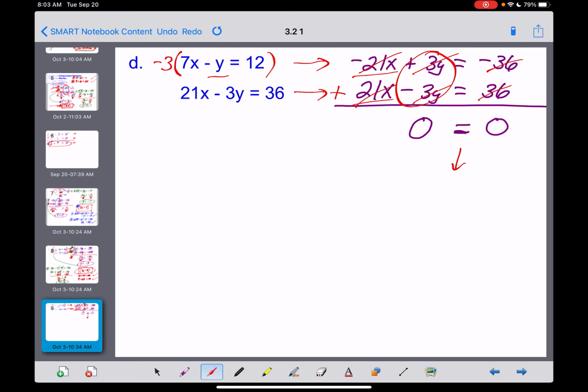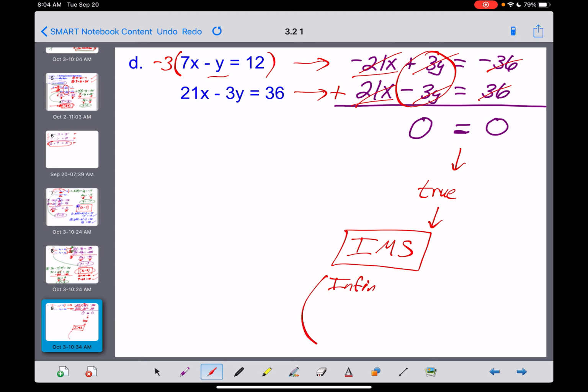So you've got to ask yourself one quick question now. If there's no variables, is this statement true or is it false? It's one or the other. Well, 0 does equal 0, so this is a true statement. And we haven't talked too much about this yet. When all your variables drop out and you're left with a true statement, this is when we are going to write IMS for our solution. And if you think back to your notes from the previous section, what that stands for, guys, and I'm okay with you abbreviating it, but it stands for infinitely many solutions. That is what happens right here in this particular problem.